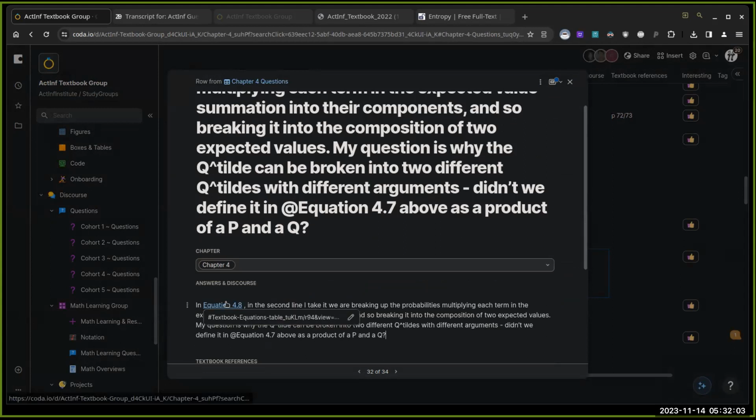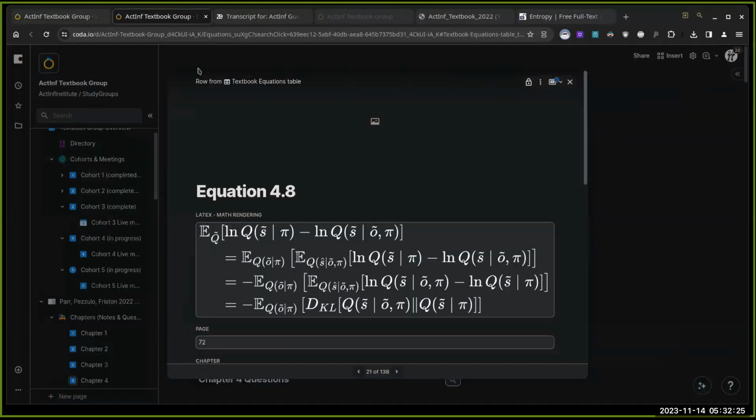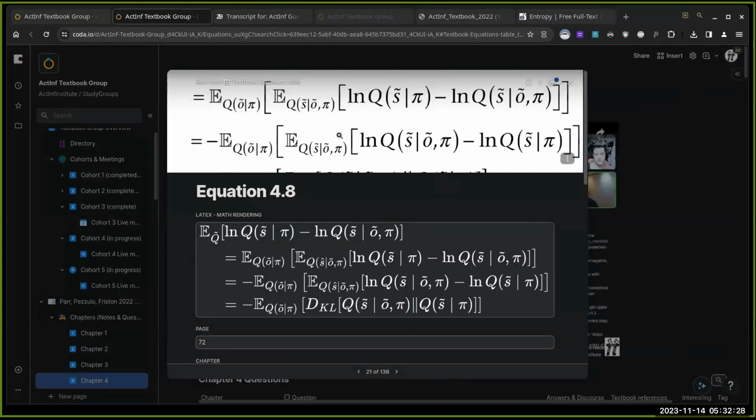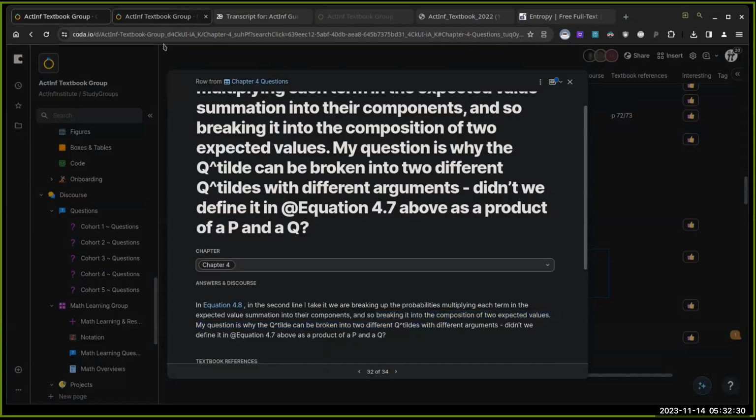In equation 4.8, in the second line, we are breaking up the probabilities, multiplying each term in expected values, summating their components, and so breaking into the composition of two expected values. My question is why the Q tilde can be broken down into two Q tildes with different arguments. Didn't we define it in 4.7 as a product of Q and a P?